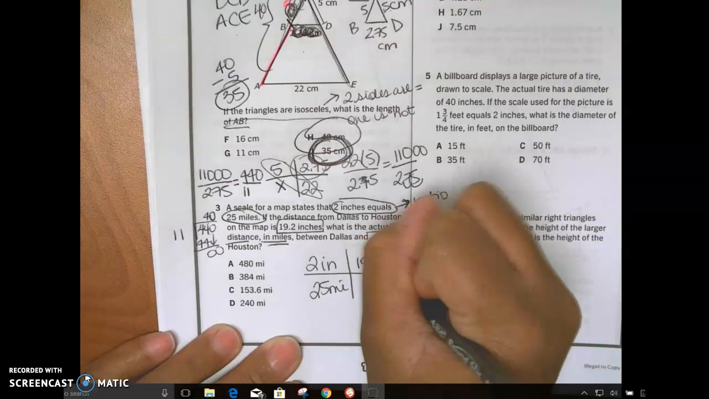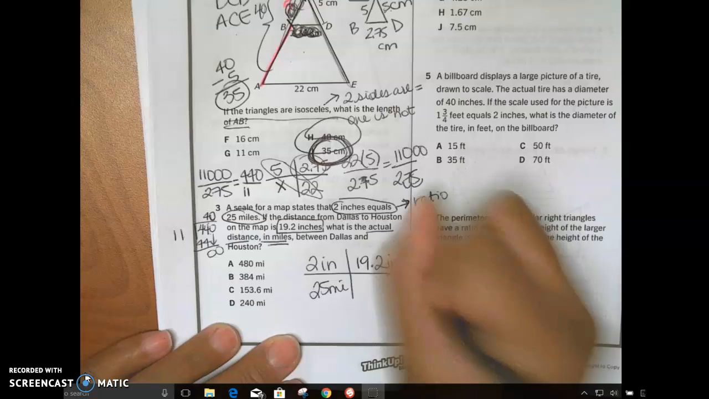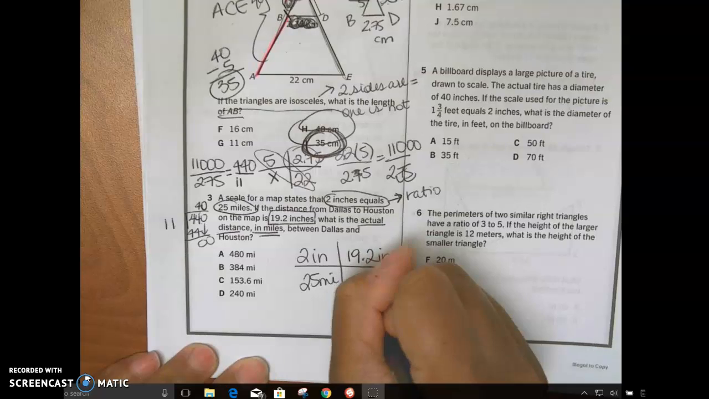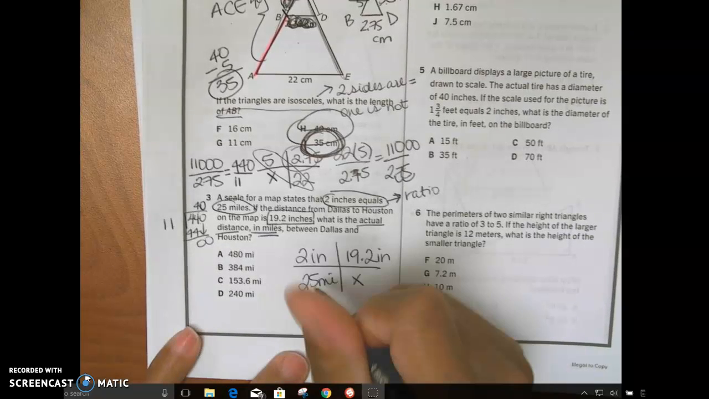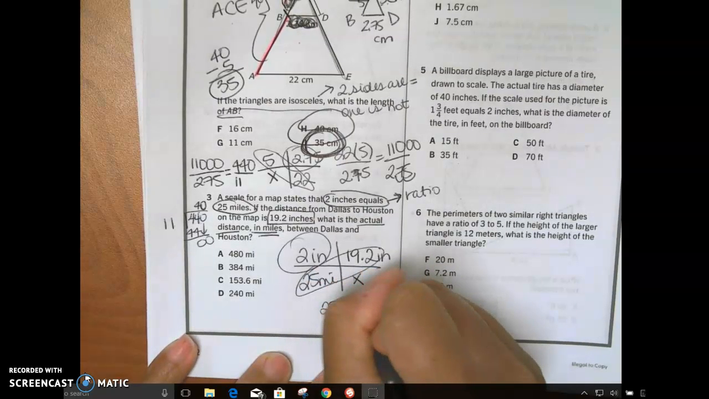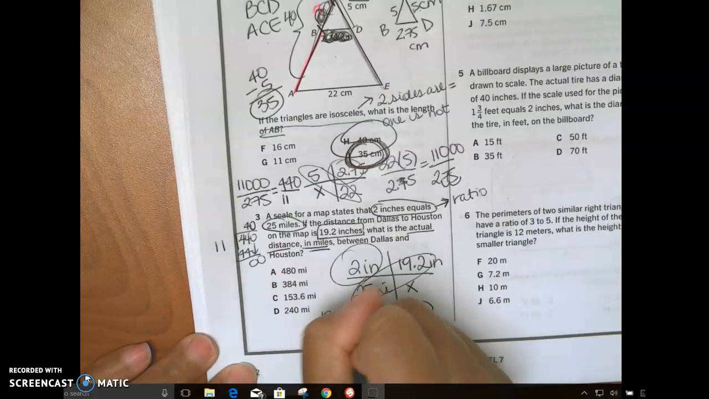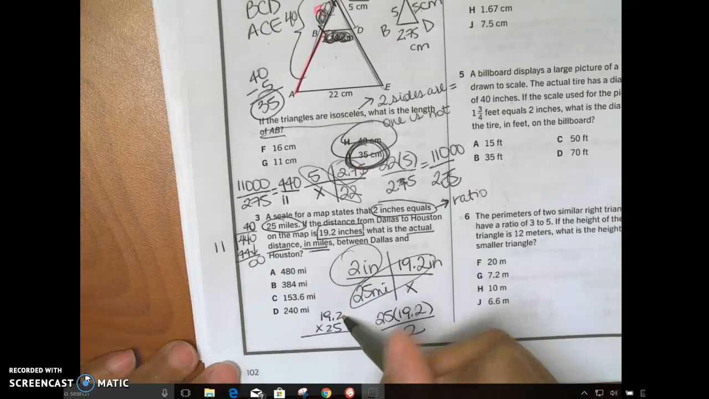Good. I wish it were 19.2 miles. And then what do I put below it? What do I do? Multiply by 25. Oh, that's a lot. What's 25 times 19.2? 19.2 times 25. 2 times 5.